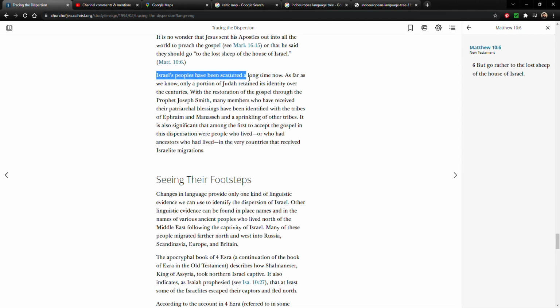Israel's peoples have been scattered a long time now. As far as we know, only a portion of Judah retained its identity over the centuries.